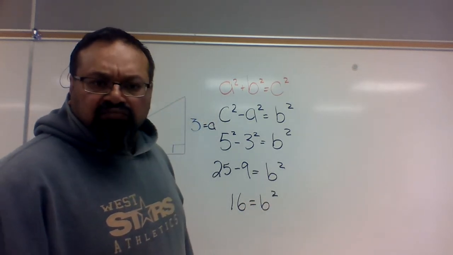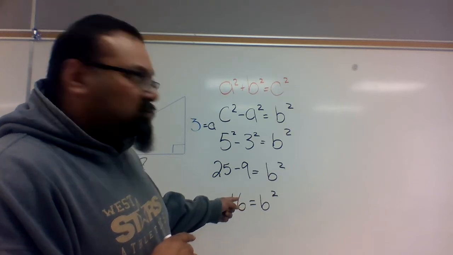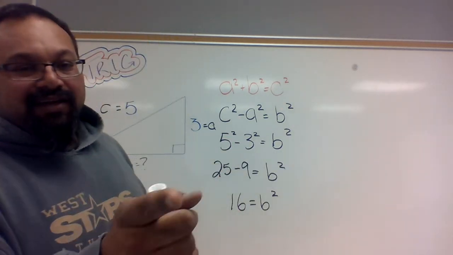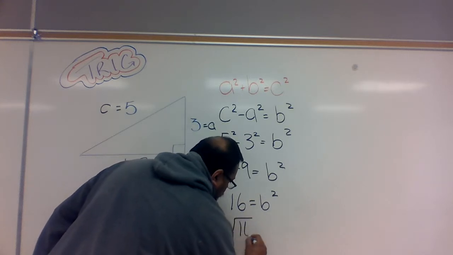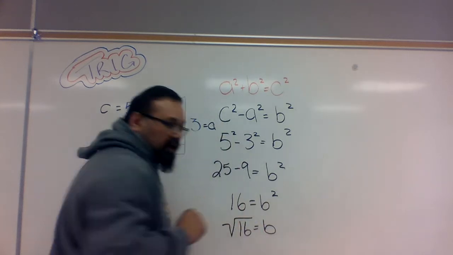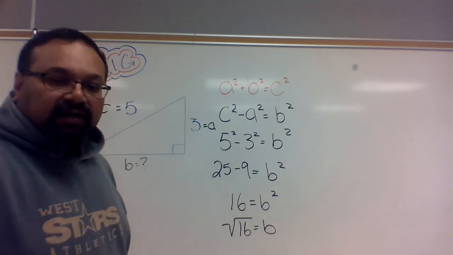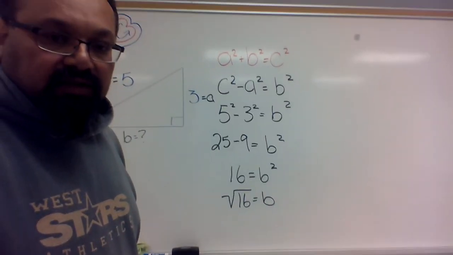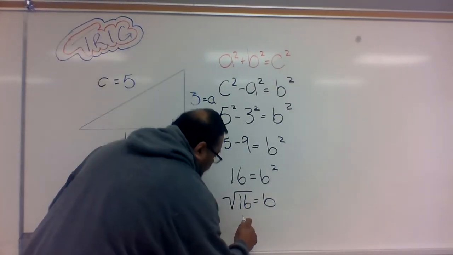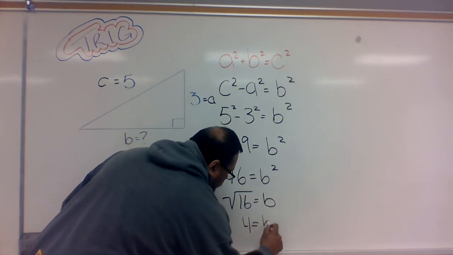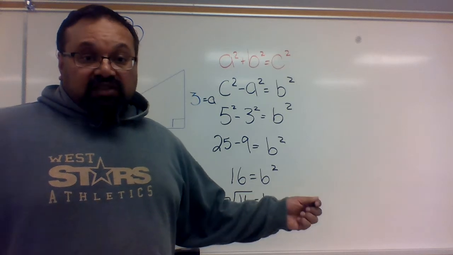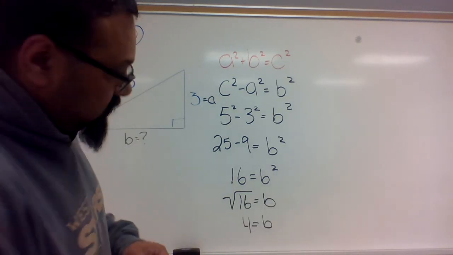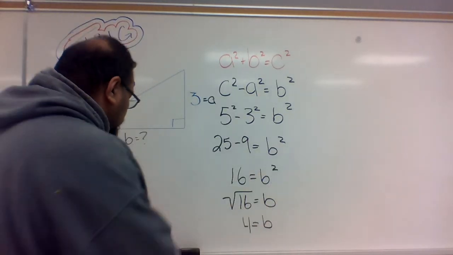Someone want to remind me? How do I get rid of the squared? That's right, square root. All right. Now, finally, the square root of 16 is going to give you b. All right, so that's the first example. Second example, quickly erase this and start a new problem.